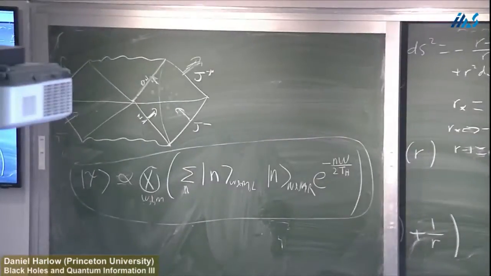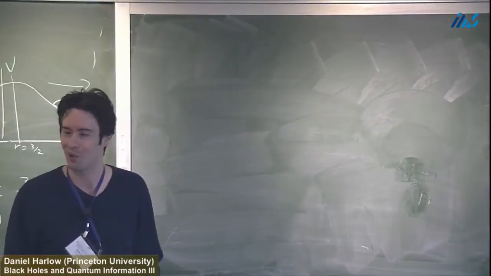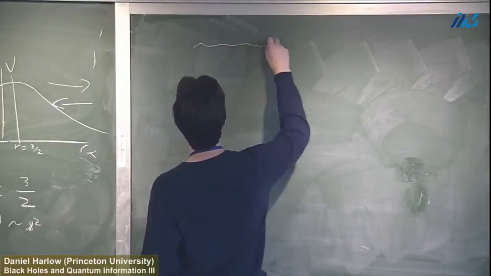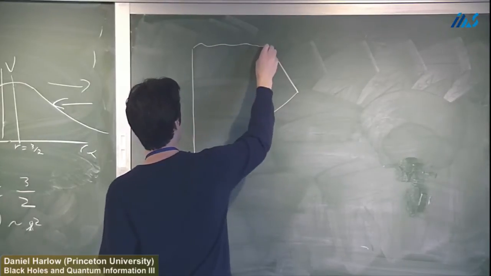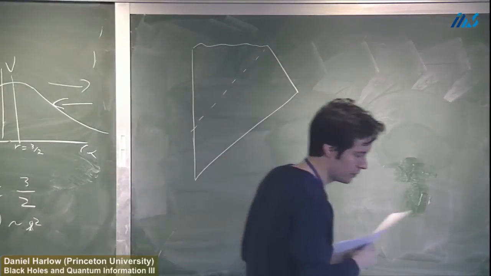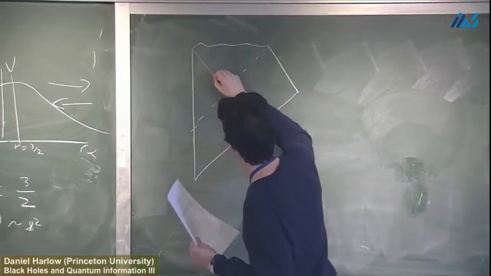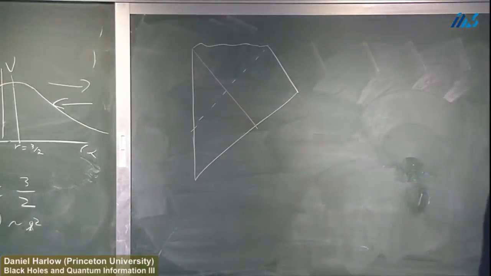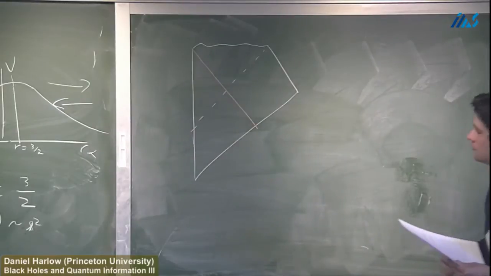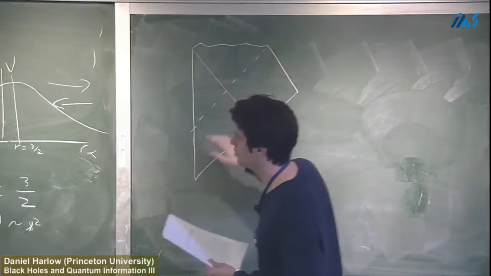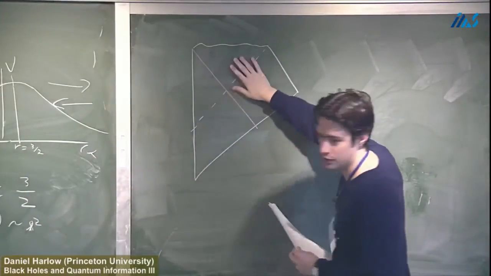Okay, so now let's talk about the black hole that you get from a collapsing shell, the real black hole. Maybe I'll make the shell in red. So I made the black hole out of some photons. Morally I still want to do the same thing: I want to look for solutions of the wave equation in this geometry.